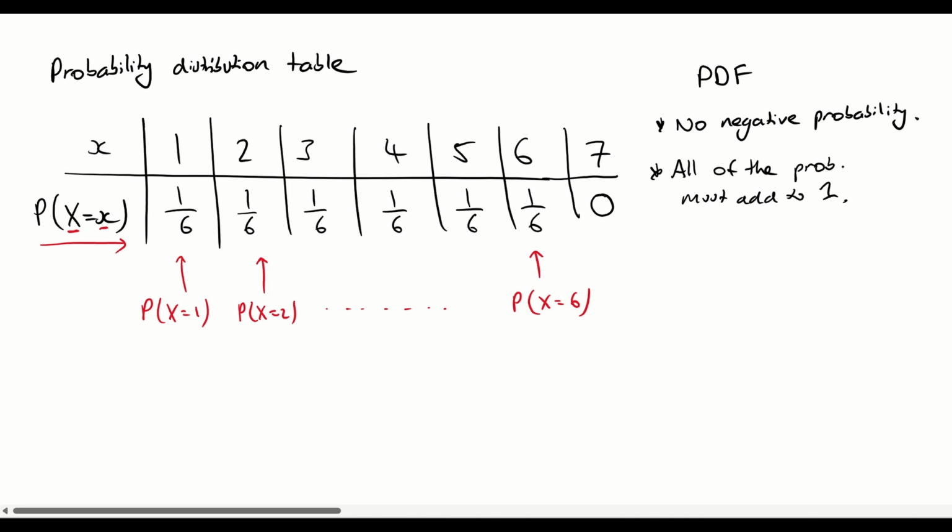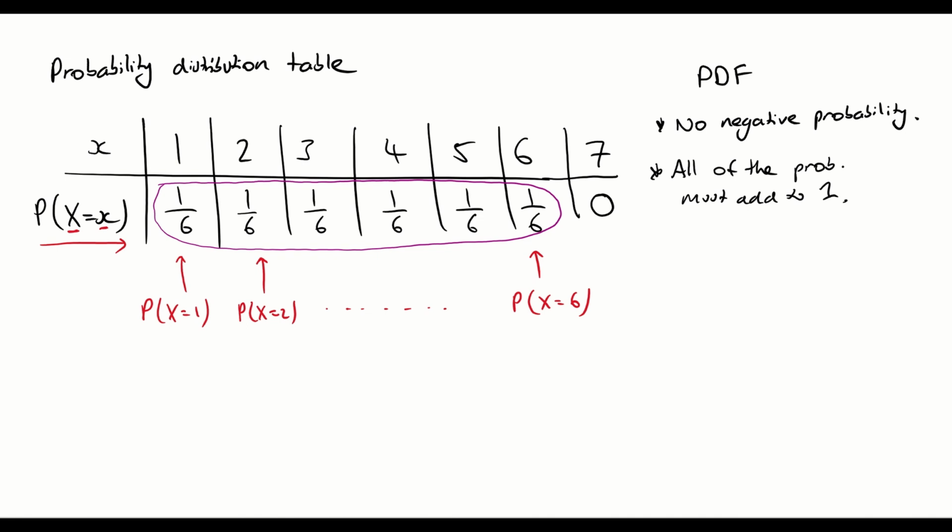So if you add all of our probabilities here, if we add all of our 1/6 together, we've got 6 of them. So all of our probabilities add to 1. And that's really important because we've got to make sure that in our probability distribution table, we have all of the possible outcomes. If these numbers didn't add to 1, then we would be missing a potential outcome. So they're the 2 criteria for a probability density function.